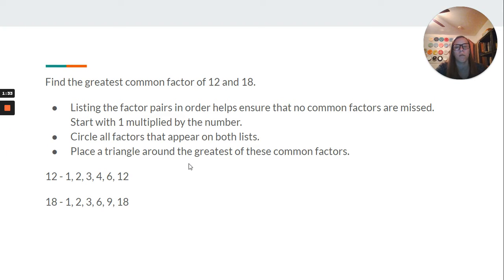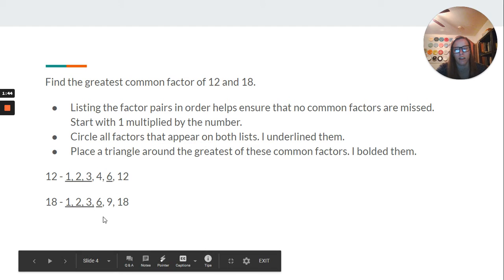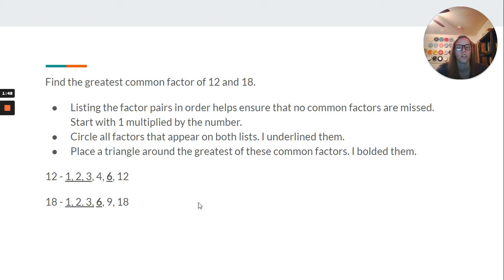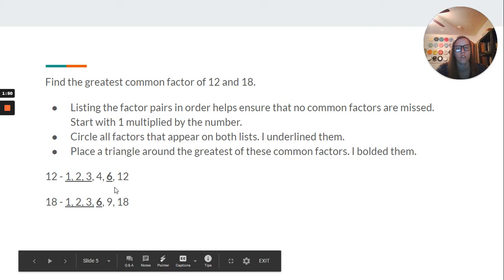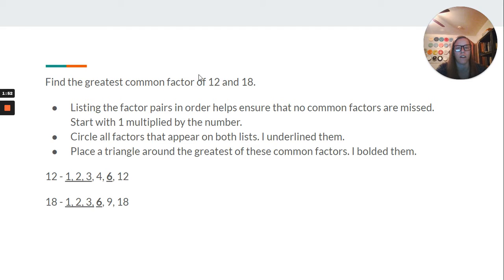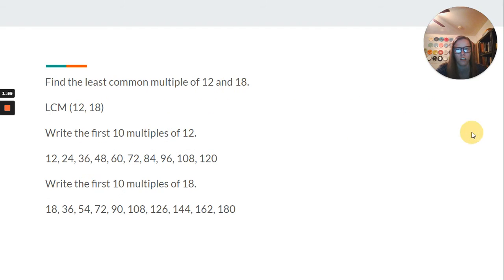Then it says circle all factors that appear on both lists. I actually underlined them because I didn't really have the ability to circle on my lesson. So 1, 2, 3, and 6. And then it says place a triangle around the greatest of these common factors. So again, I bolded 6. So 6 is the greatest common factor of 12 and 18.